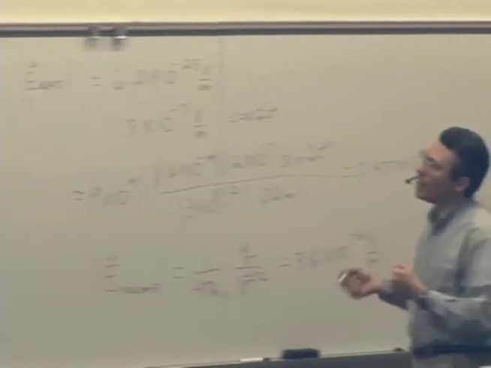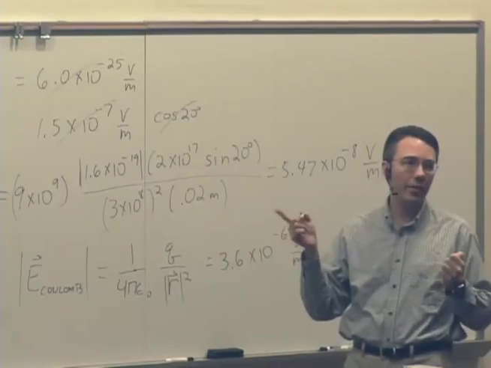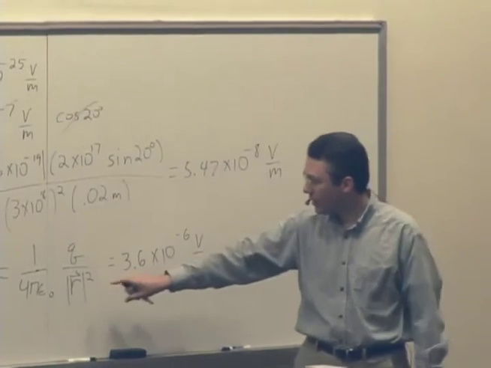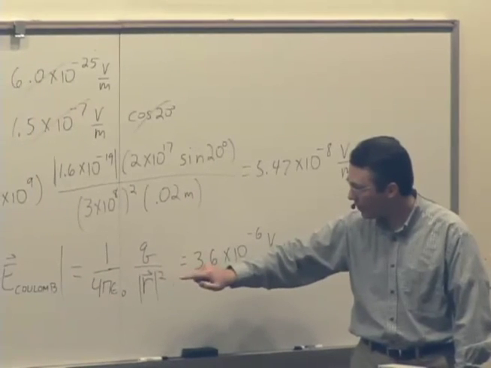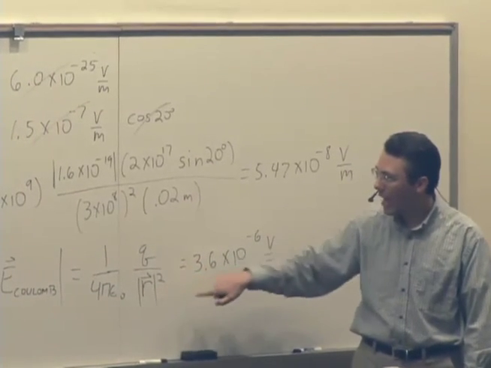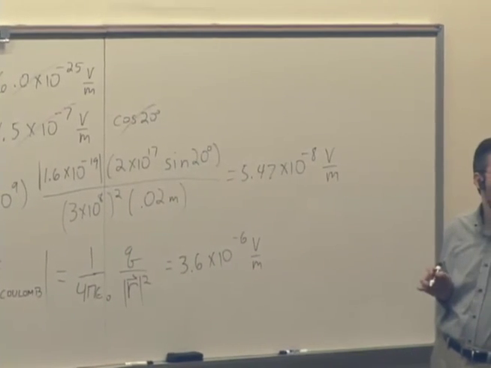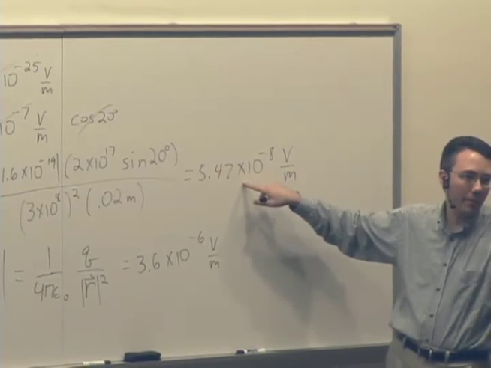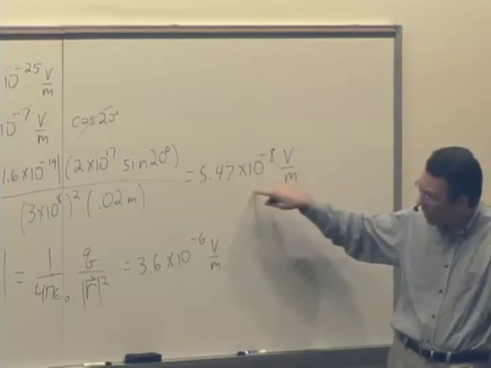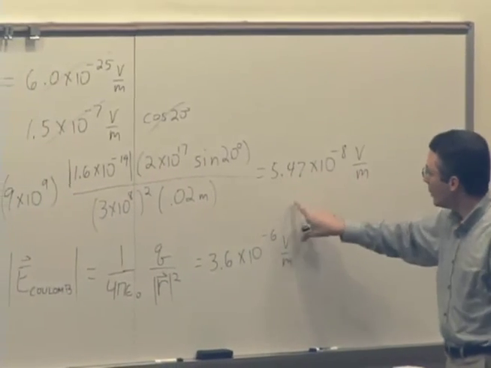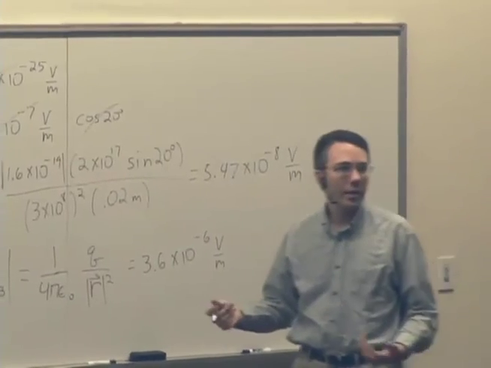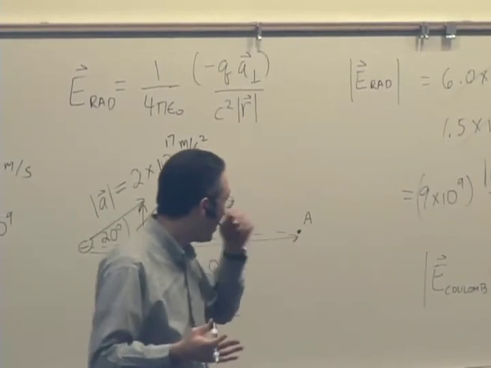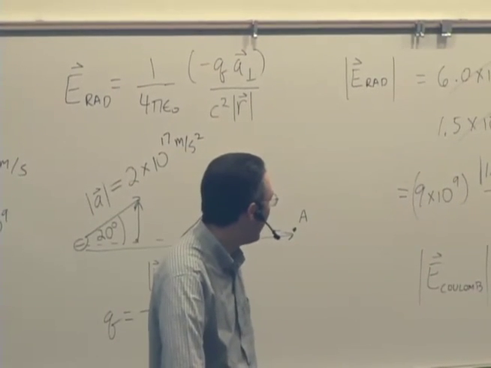But what you find is what happens as you get farther and farther away. So for example, if I increase the distance here by a factor of 10, what would happen to the Coulomb electric field? It would go down by a factor of 100. If I increase the distance by a factor of 10 for the radiative field, what would happen? It goes down by a factor of 10, right? Because the distance dependence is only 1 over r. So as you get farther and farther away, the radiative component will eventually start to dominate because it decreases with distance at a much lower rate than the Coulomb field.